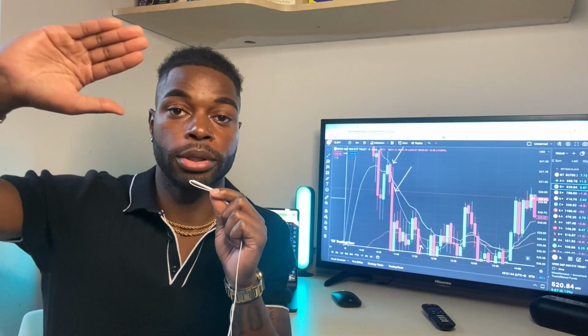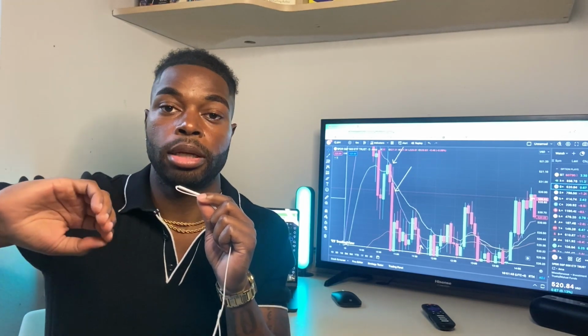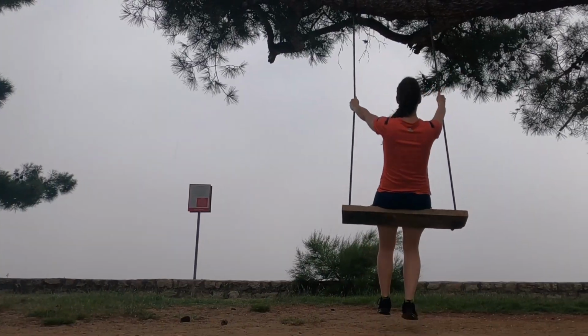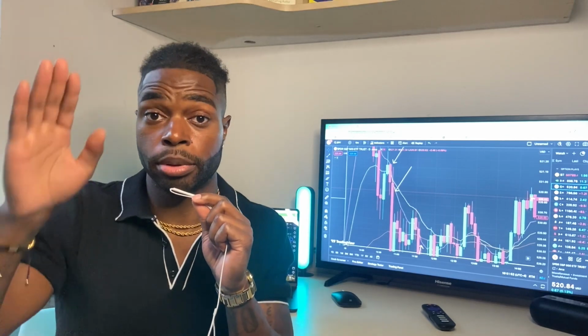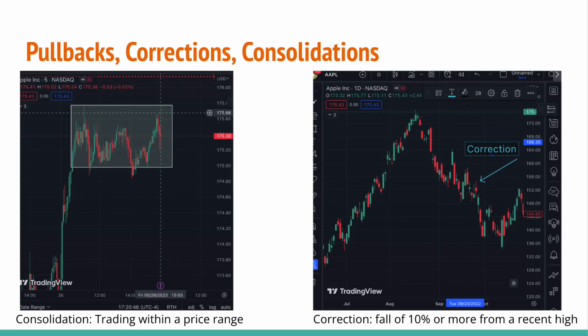Channels are important because once you fall out of a channel, you can pretty much guarantee a break where price will start to deviate from that channel. So if you're in an uptrend and you break down, then you're probably going to continue down. And if you're in a downtrend and you break up, then you're probably going to have a continuation move up. And these are just general guidelines. Let's talk a little bit about consolidation. So consolidation is trading sideways within a price range. And that's going to be trading between two parallel lines.